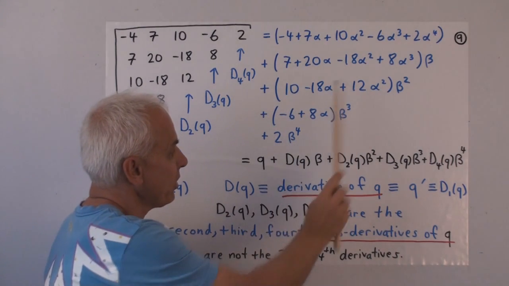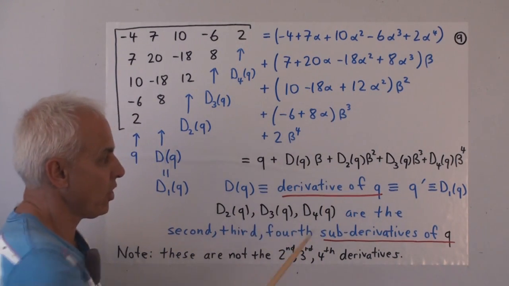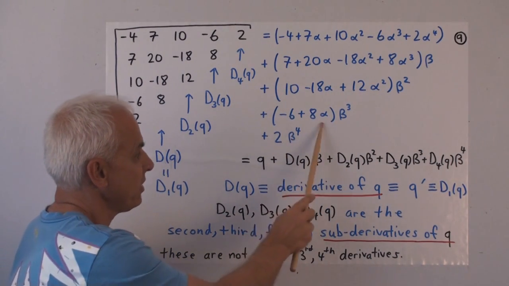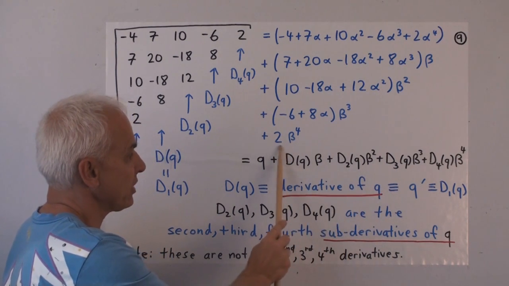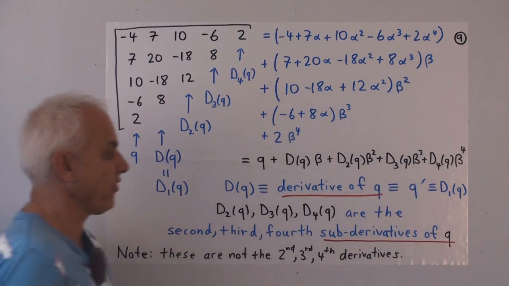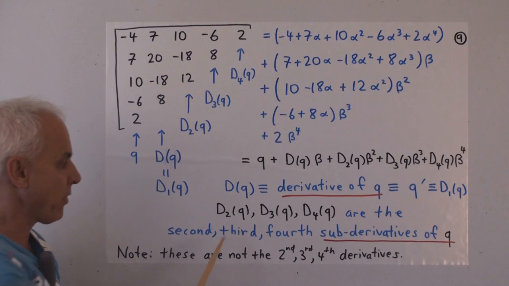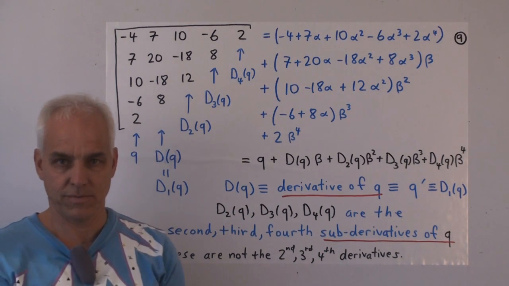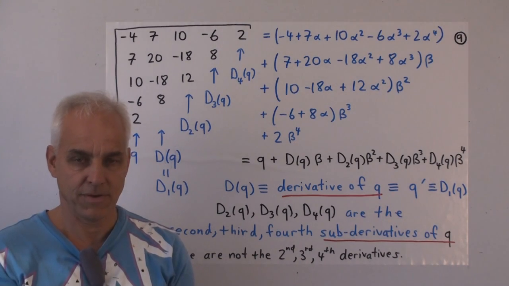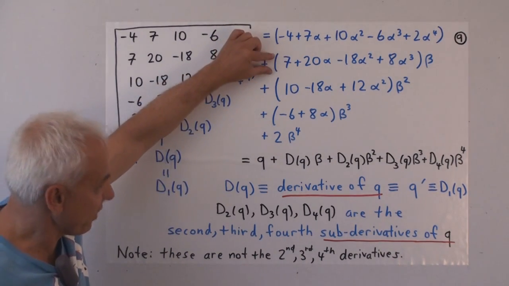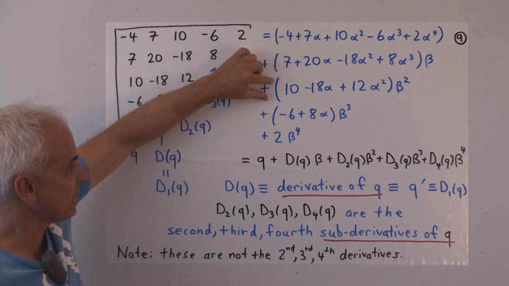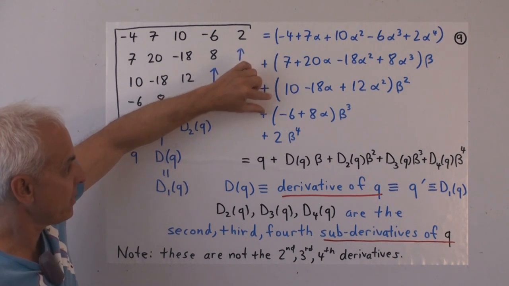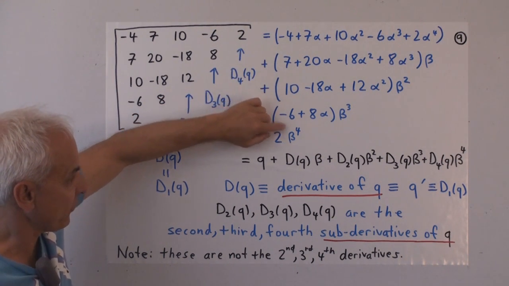This next one, we're going to call it d sub 2 of q. And the next one, d sub 3 of q. And the next one, d sub 4 of q, and so on. And we're going to call these subderivatives of q. All right. So this is the derivative of q, and this is the second subderivative, the third subderivative, the fourth subderivative.